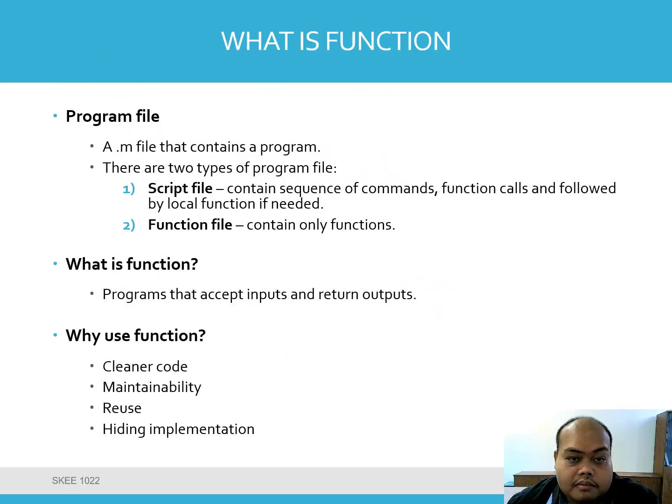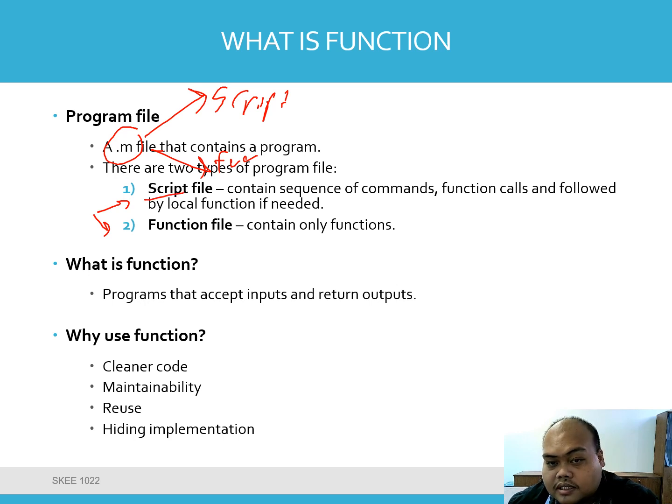So you learn about the program file. You create an M file, the script. This script file can be of two types: either a script or a function. Previously you learned how to create a script file. A function file is basically where you put a function inside. It is the same thing, it's also an M file, but it is different because it is a function.